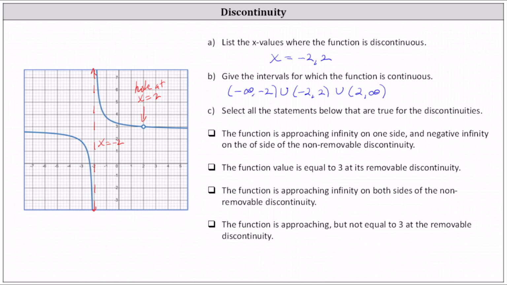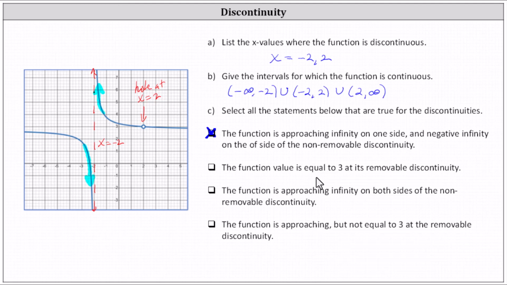First, we have the function is approaching infinity on one side and -infinity on one side of the non-removable discontinuity, which is where we have the vertical asymptote at x equals -2. Notice as we approach x equals -2 from the right side, the function values increase without bound and approach positive infinity. And as we approach x equals -2 from the left or negative side, the function values decrease without bound and approach negative infinity. So it is true, the function is approaching infinity on one side and negative infinity on one side of the non-removable discontinuity. So we'll go ahead and select this statement.